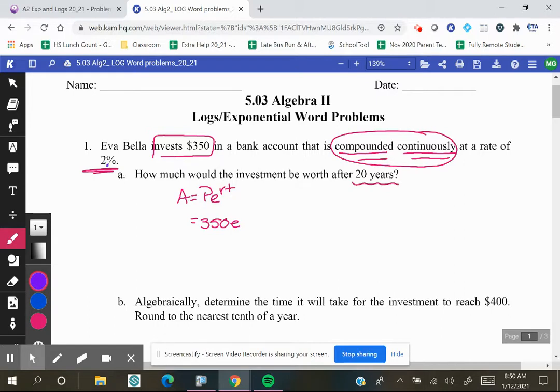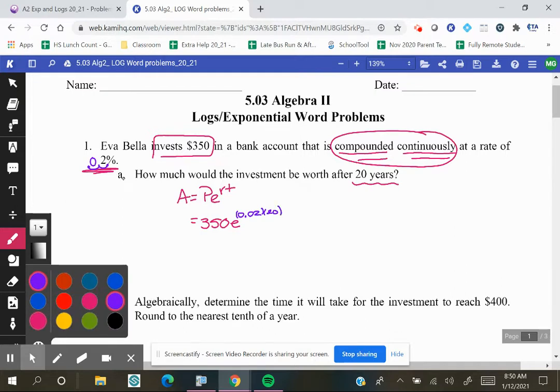So right here, the decimal's after the 2. We move it to the left. To the left, that's how you change a percent to a decimal. So we have 0.02. And we want to know how much her investment will be worth after 20 years. So we're going to put 20 in for T. And we're solving for A.